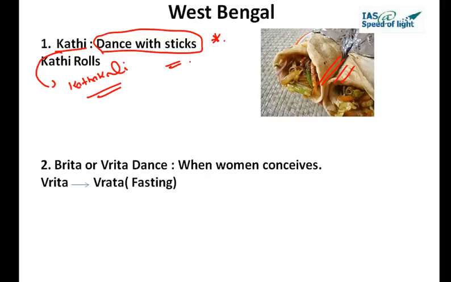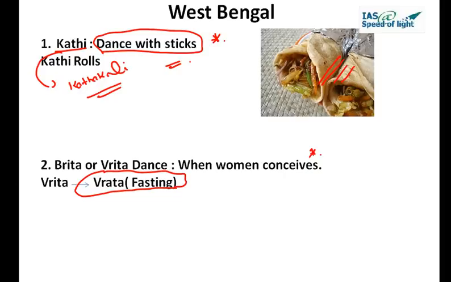Second folk dance for West Bengal, it is Vrita or Vrita dance. This dance happens when a woman conceives a child. So from Vrita we get Vrat. Vrat is a Hindi word for fasting. He is on fasting. Wo Vrat kar raha hai.